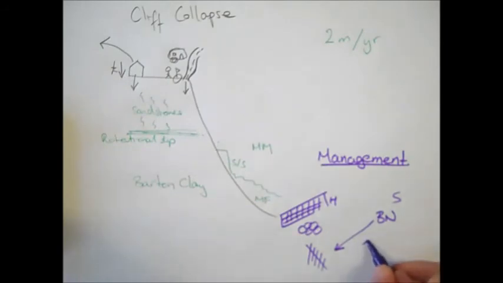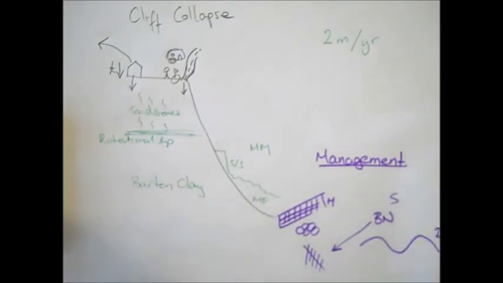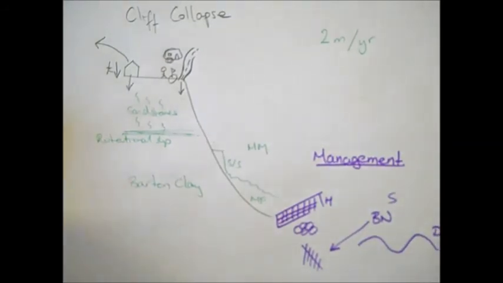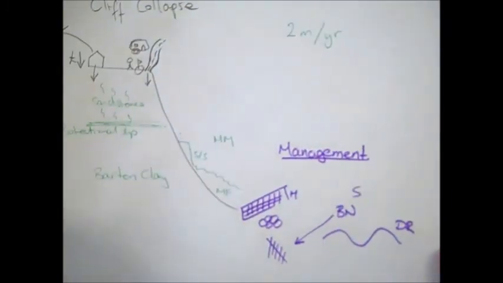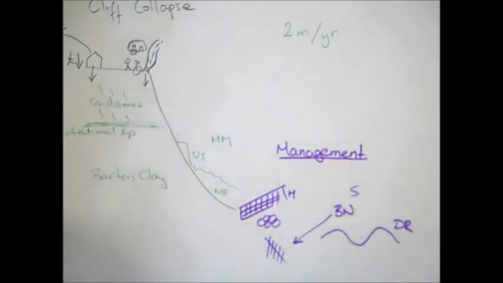Another nice example of soft engineering is dune regeneration. It's a really nice example again of how you can use soft engineering strategies. Dunes are a natural way of protecting the coastline. So by helping the natural process of dune building, you can build up dunes in front of your cliffs, which will then absorb the majority of the wave energy.